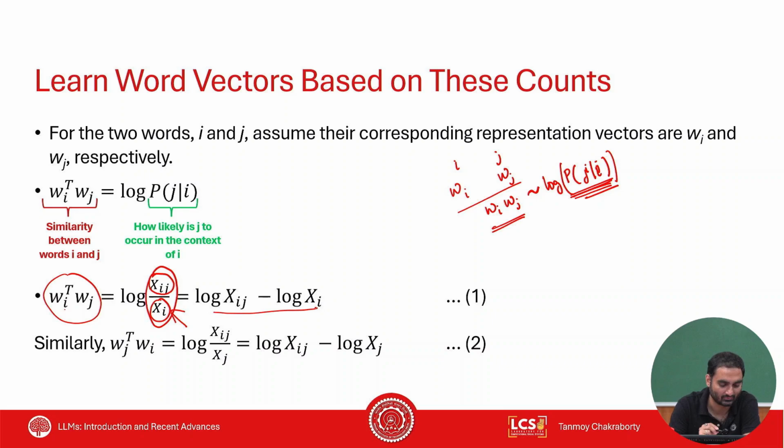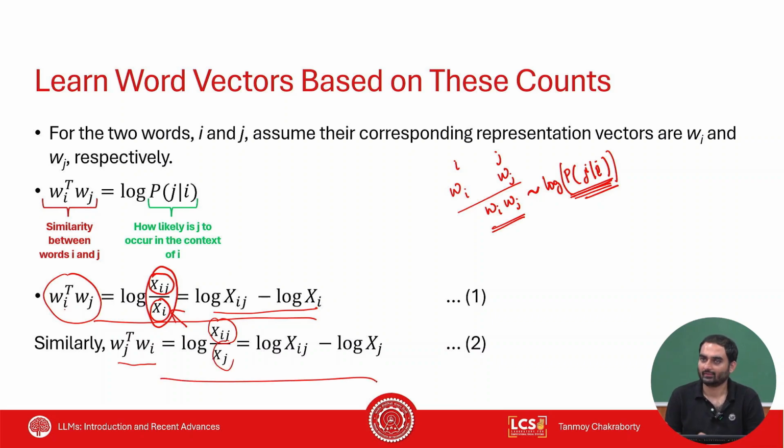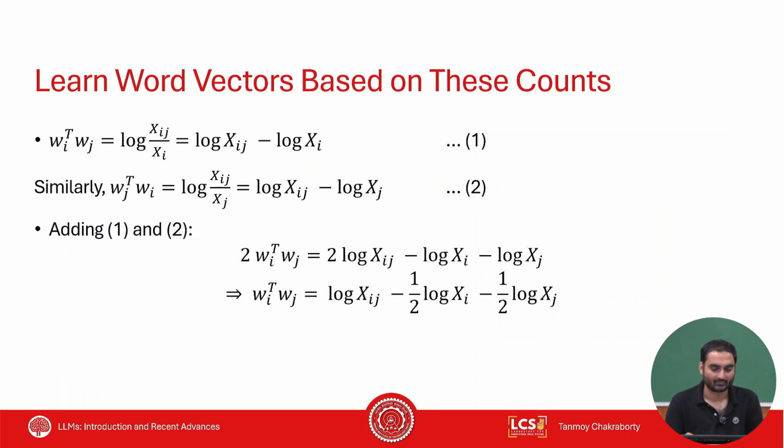We can unfold it further, and this is going to be my formula. Similarly, if j is the target word and i is the context word, you have wj times wi. And how do we model this? Xij, the numerator, will remain the same and the denominator is going to be Xj. Okay, the same formula. The left hand part is the same, it's a dot product. So these are the two formulas.